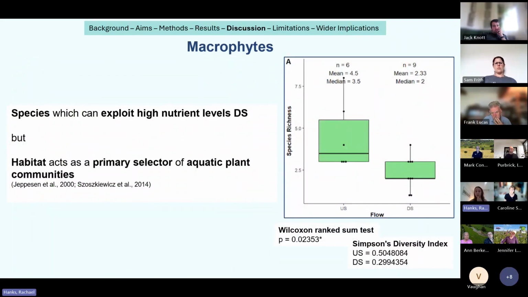This is probably because species which can exploit high nutrient levels were potentially existing downstream, and they become dominant within their communities. They exploit this high nutrient level and they overtake, so we see a decline in diversity. However, with plants, it's important to note that even though the high nutrient level could be boosting growth, habitat is also really key in determining what species of macrophyte we're going to see occurring. It could just be that the area was more shaded. It could be that there's more exposure to the light. There was something else that was allowing them to thrive.